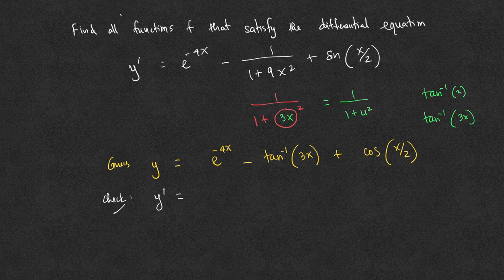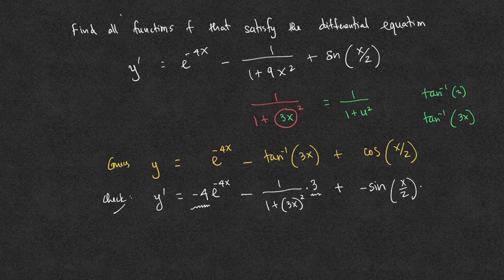y prime equals the derivative of e to the negative 4x, which is e to the negative 4x times negative 4, and we don't have that factor negative 4, so we would need to update our guess. Minus the derivative of tangent inverse of 3x, which is 1 over 1 plus 3x squared times the derivative of 3x, which is 3, and we don't have that factor 3. Plus the derivative of cosine, which is negative sine of x over 2 times the derivative inside, the derivative of x over 2, or 1 over 2. And again, we don't have that factor 1/2, and we also do not have the negative sign.